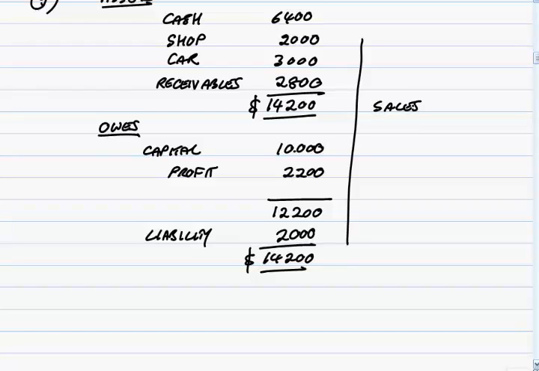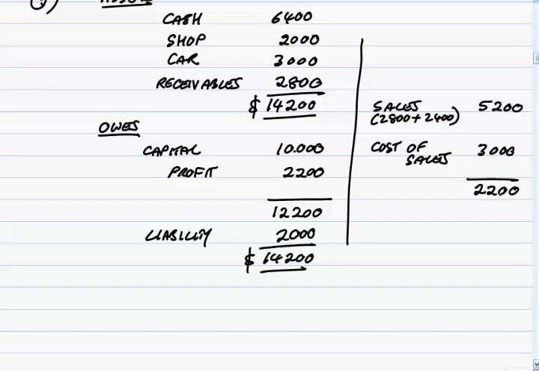In G, we sold for 2,800. Earlier, in F, we'd sold for 2,400. So in total, we've had sales of 5,200. What was the cost of those sales? Well, we've sold all the inventory, which originally cost us 3,000. And therefore, in total, we've made a profit of 2,200.